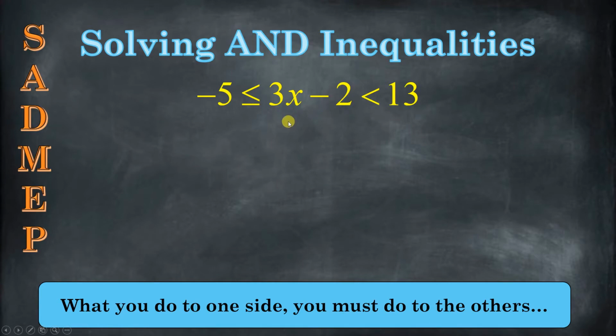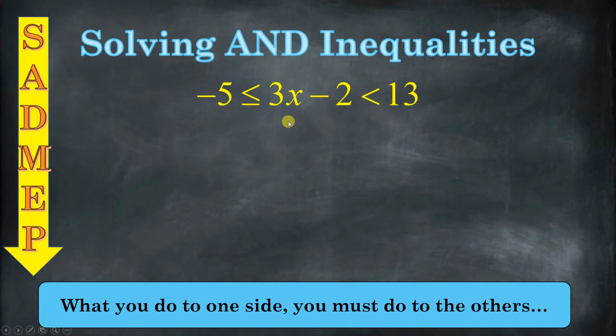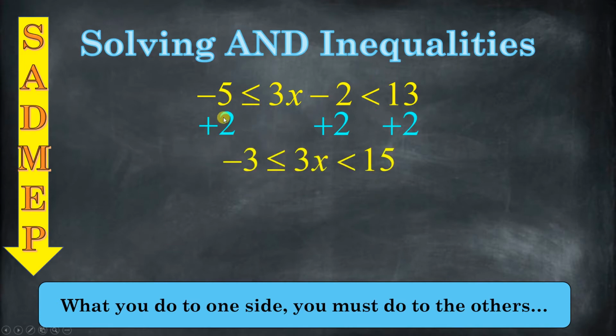We're still going to use inverse operations. We're going to do them in the order of inverse operations, and we're going to solve. What we do to one side, we're going to do to all 3. So we're going to start off by adding 2 to all 3 sides. You just have to be careful with your arithmetic. You got a lot of it because you have 3 things to do. So you have -3, you have 3x plus 0. You don't have to write plus 0, of course. 13 plus 2 is 15.